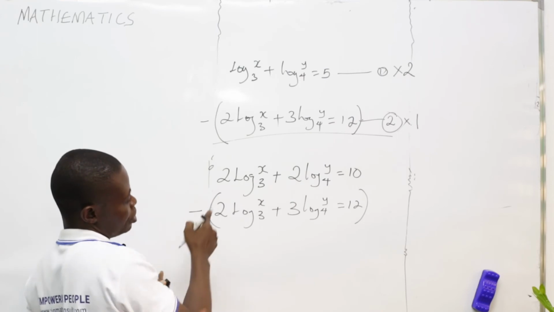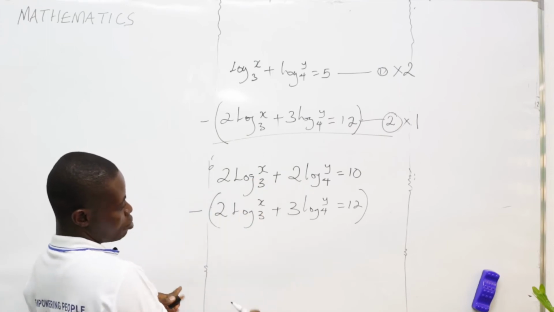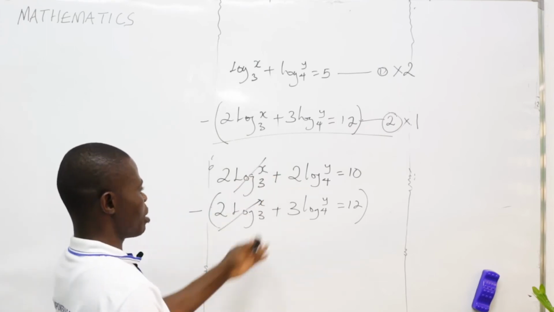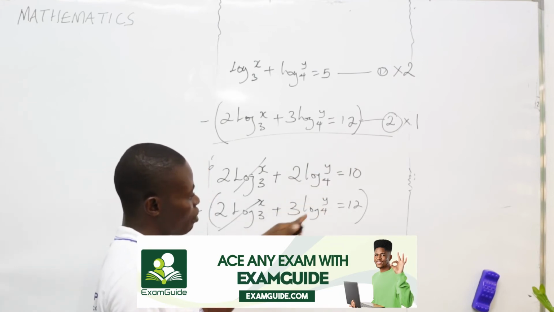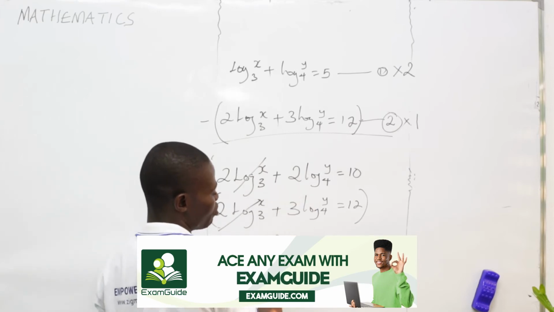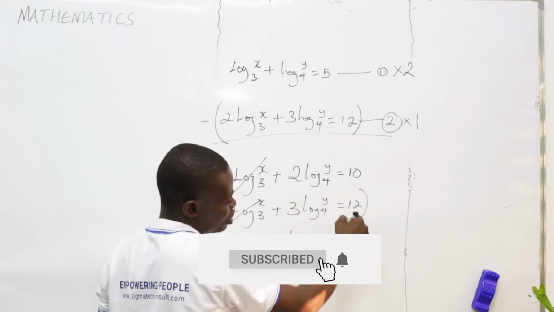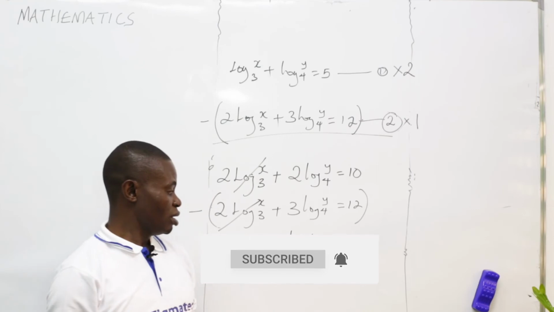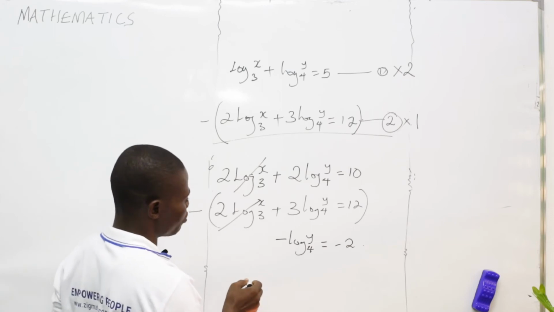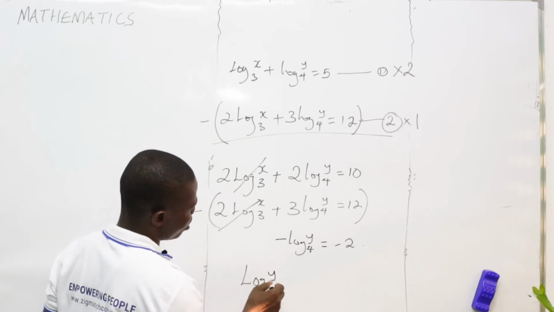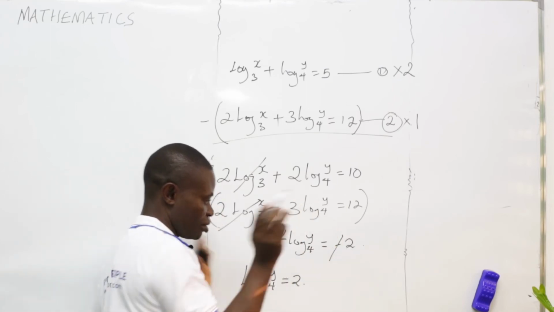Now we are free to bring back this minus sign. Fix it here. 2 log x base 3, 2 log x base 3. Can you see they are equal now? Meaning this can cancel this. What about this? 2 log y base 4, 3 log y base 4. They are also equal, so this minus this will give us what? Minus log y base 4 equals this minus this, minus 2. To make it easier, this is minus, so you cancel it out. So if you cancel out, what do you have? You will have log y base 4 equals 2.